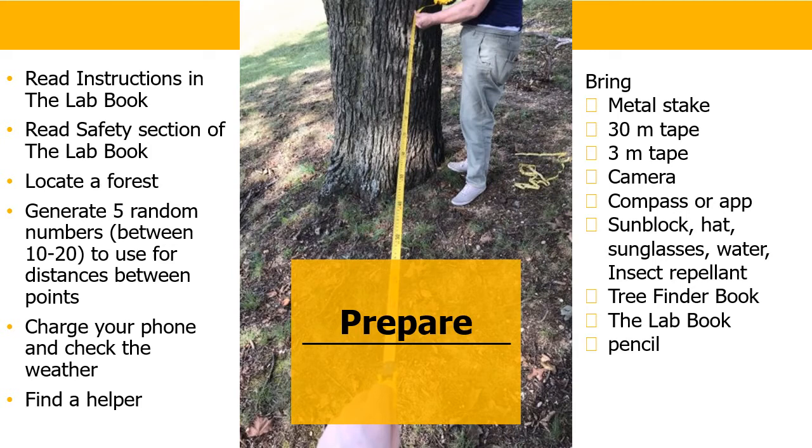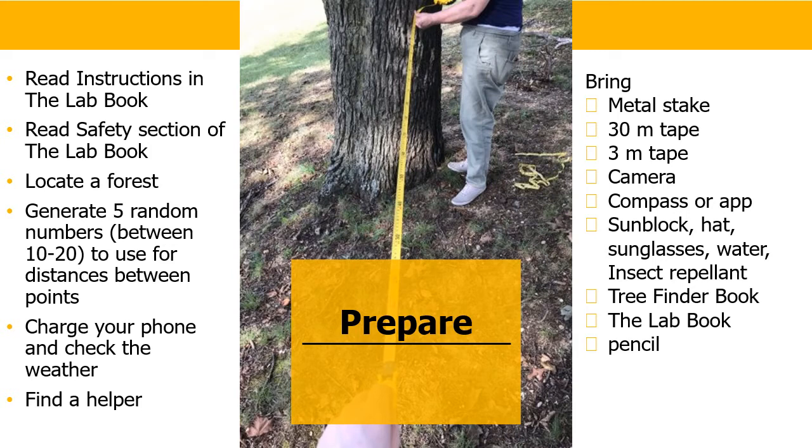So if you haven't got the random numbers generated beforehand, you can do it when you actually get out there in the field, and that way you've got the distances between your plots ready. Other thing to make sure, since you're going to be working out in a forest, charge your phone up. Make sure you've turned on your notifications for your weather app in case there's a pop-up thunderstorm or something like that coming your way.